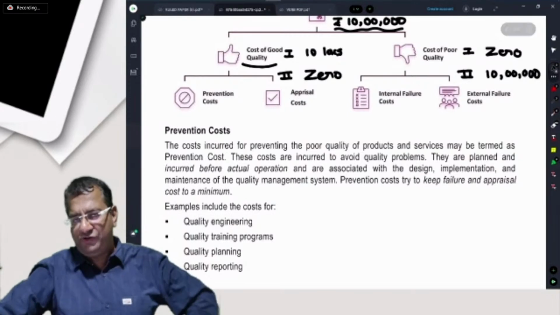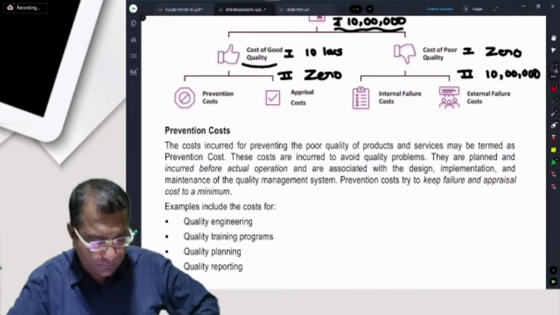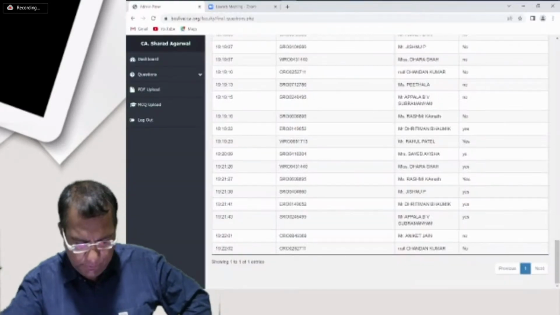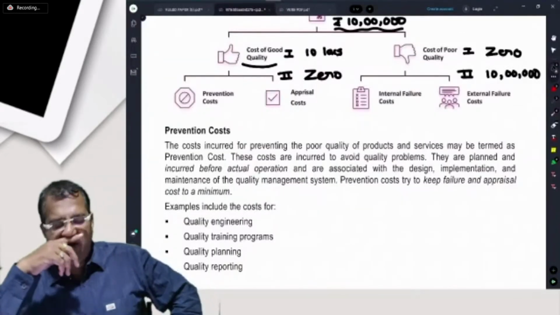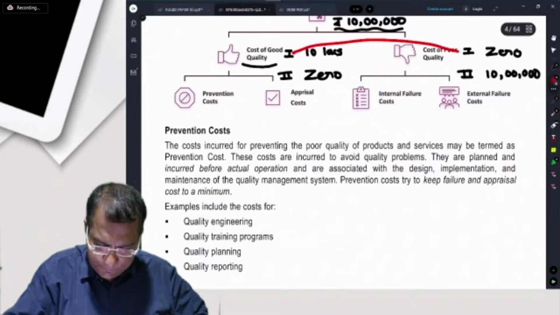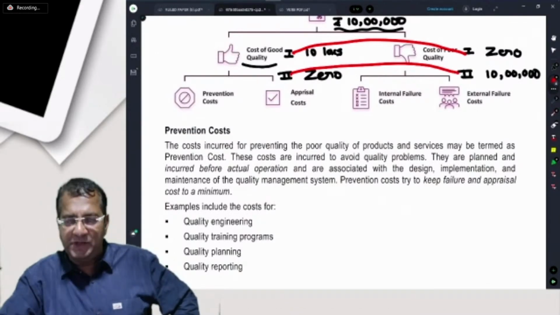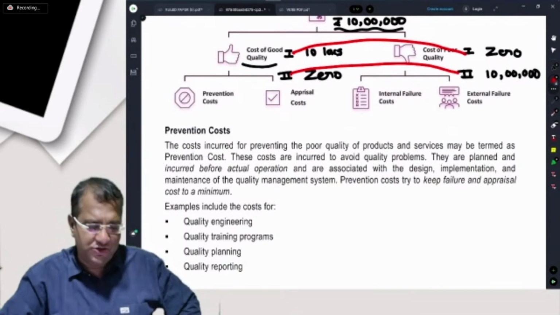Which situation is desirable? 1, 2, or something new? Tell me, beta. Which situation is desirable? Situation 1 is desirable, or situation 2 is desirable, or something other should be desirable. That should be a balanced one.